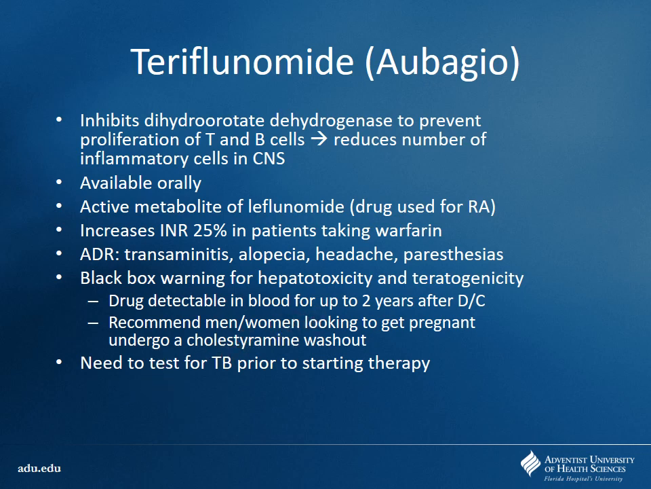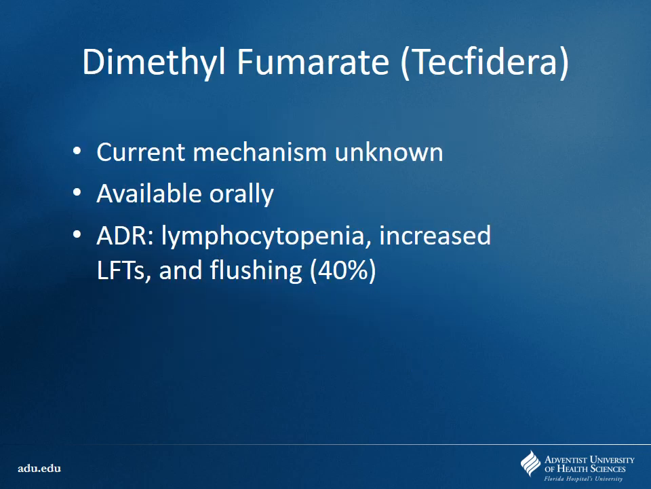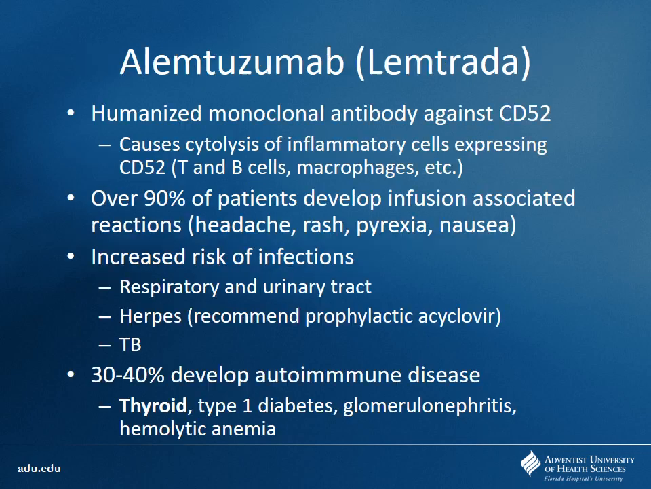This is one, though, because it is a pretty potent immunosuppressive drug, you need to test for TB prior to, because if they have a latent infection, this can activate once you inhibit that immune system. So watch out for that. Another one, dimethyl fumarate. This one, we really don't know the mechanism, but it's another orally available drug, which is beneficial for your patients. Again, lymphocytopenia can occur here, increased LFTs, flushing, so nothing too notable with that one.